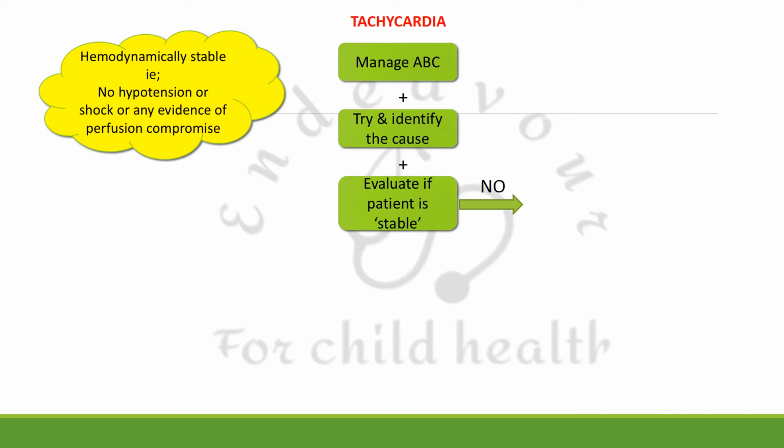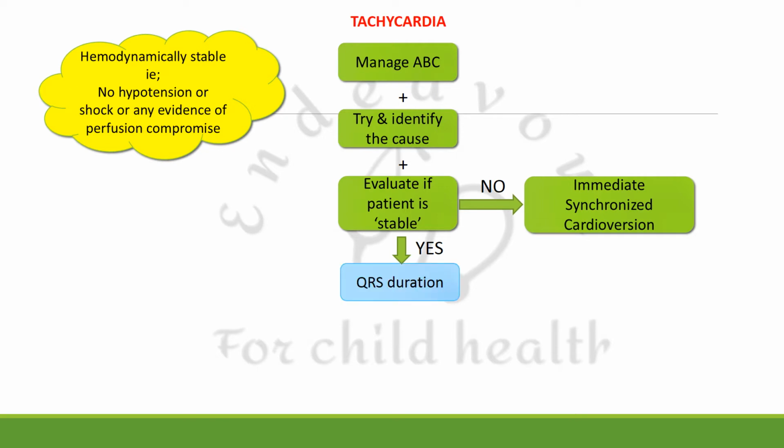That is, the patient has no hypotension or shock or any other evidence of compromise of perfusion to any organ. So if the patient is not stable, then you immediately go for synchronized cardioversion. However, if the patient is stable, then you do an ECG and look at the QRS duration. So here the difference is that you have to first examine the patient clinically to see whether or not he is stable and then do the QRS duration in the ECG. This is a difference from the earlier guidelines which used to start the algorithm from the QRS duration itself.